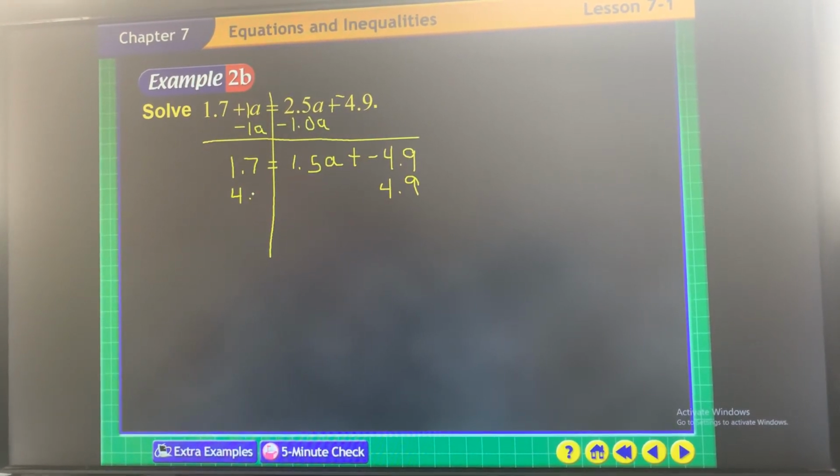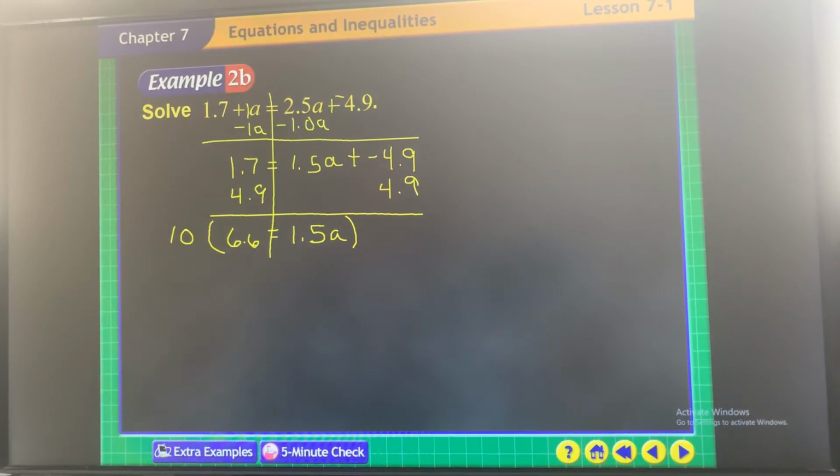Once you do that, you're going to put together that 1 7/10 plus 4 9/10 to get your 6 6/10. I lost track of my mouse there. 6 6/10 is equal to 1 5/10 A. Now this is the spot where I would go ahead and multiply through by 10 in order to move that decimal one place to the right out of the way. So then I would have 66 equals 15A.